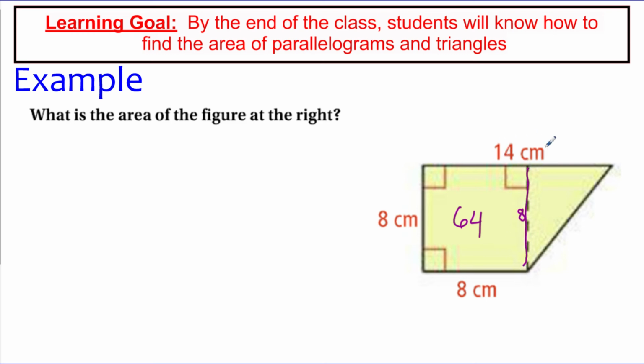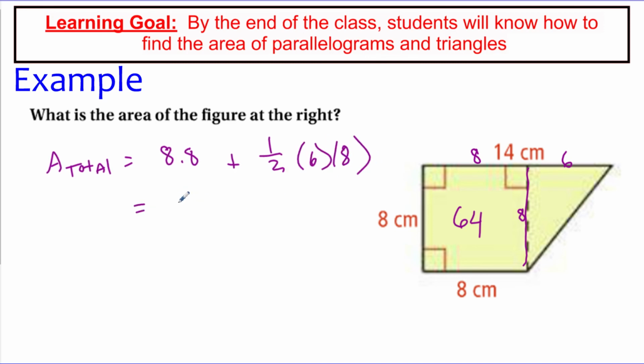And then this 14 at the top, I can break it into components of 8 and 6. Because 8 plus 6 gives me the 14, and I know this piece right here is 8, and I know it's 8 because it's part of the square, right? So if I do this now, I can say that the area of the total shape is going to be equal to, it looks like in this case, 8 times 8, which is the area of the square, plus 1/2 of 6 times 8, okay? So in this case, it looks like 64 plus 24, and that's going to make the entire shape look like it's about 92 centimeters squared, right?